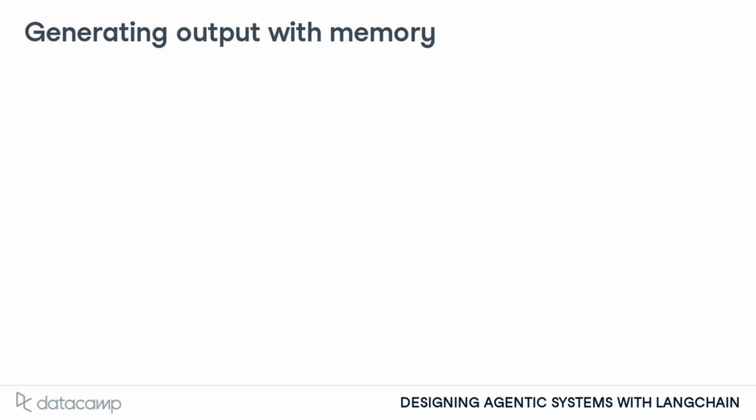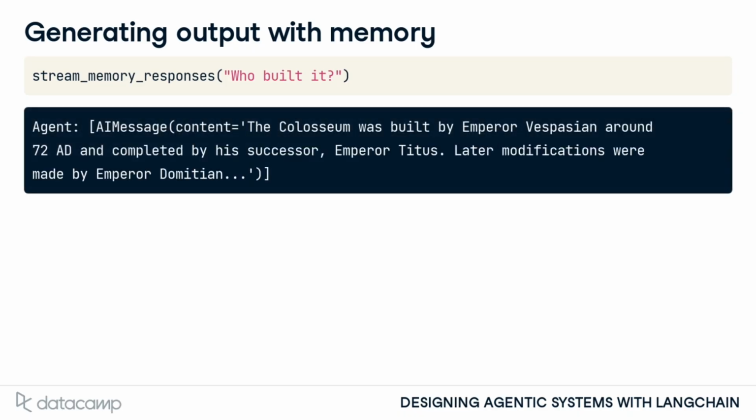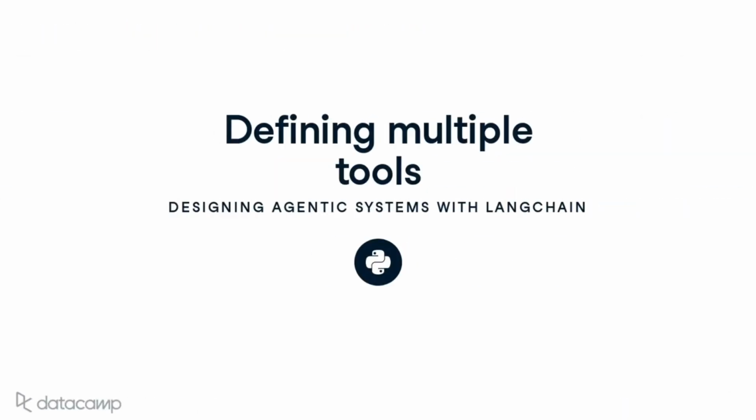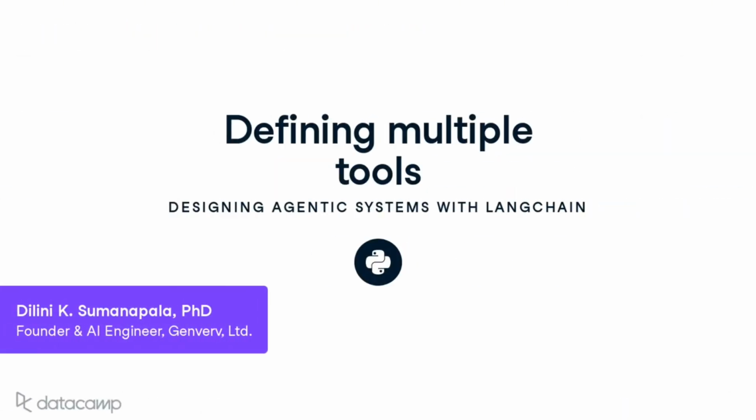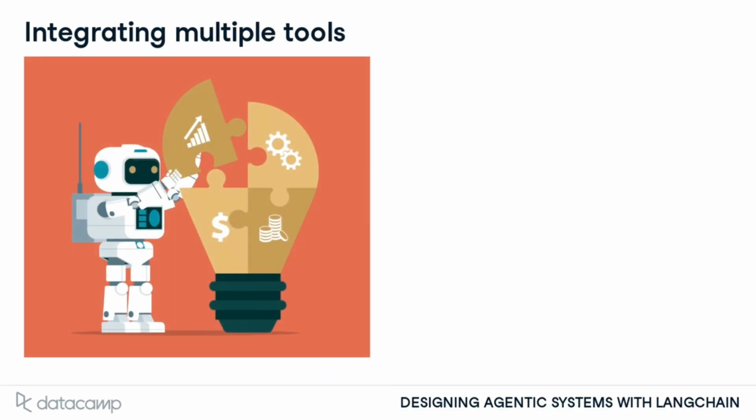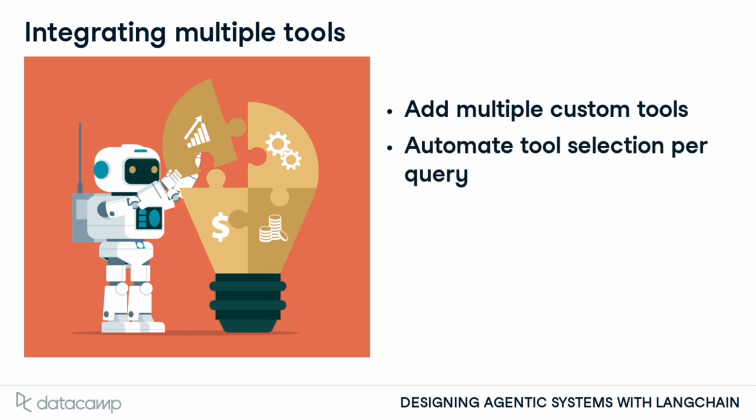Since we passed config parameters for a single session of memory, the chatbot answers the follow-up question with the same tool, noting completion under Titus and modifications under Domitian. Great work! Now that we know how to integrate external tools with chatbots, let's learn how to build a multiple tool chatbot that can automate selecting a tool per query.